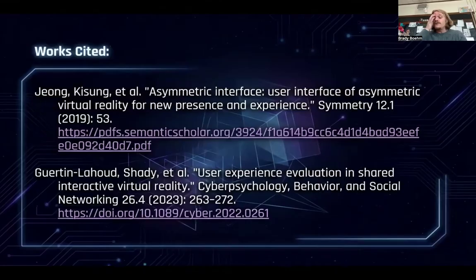These are my sources for today. They are academic and they focus on virtual reality, user experience, and shared environments.